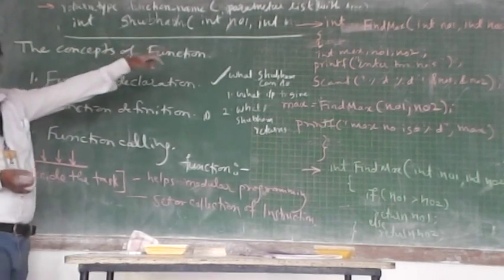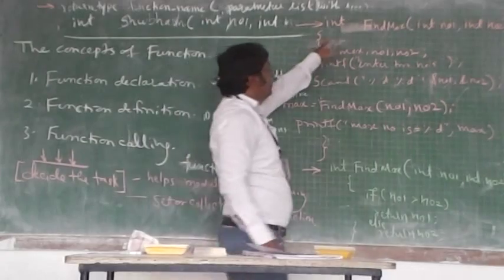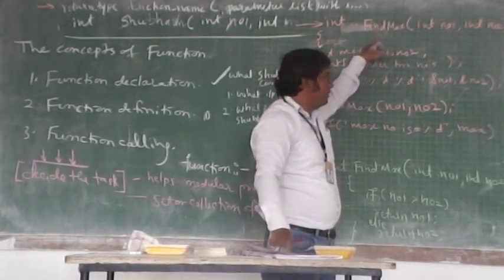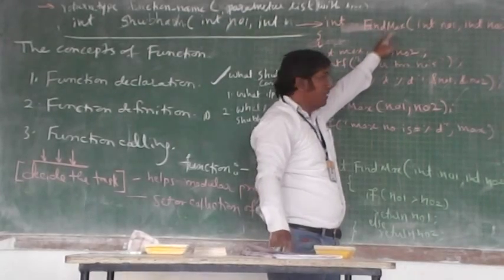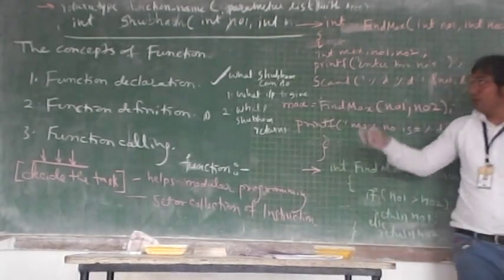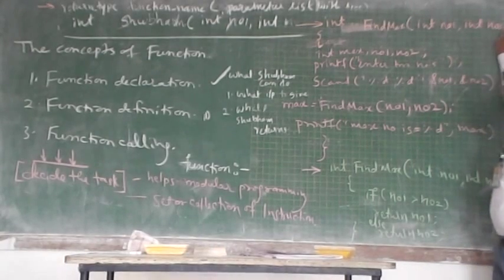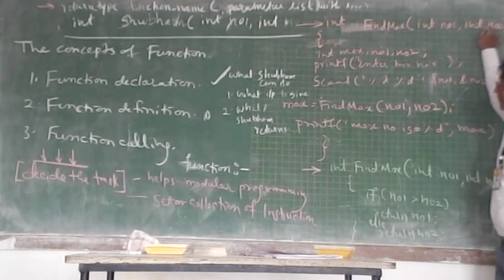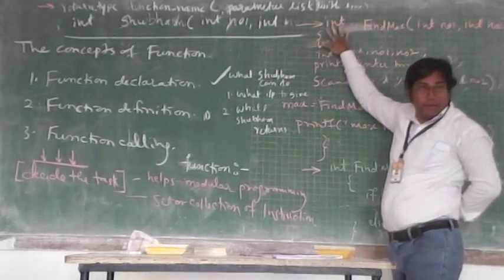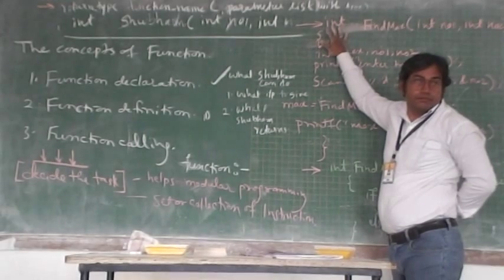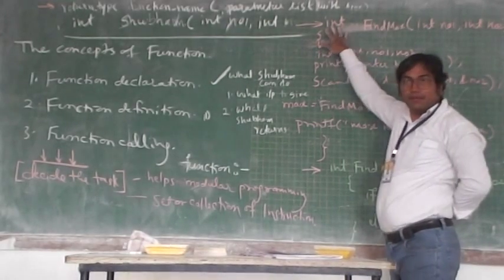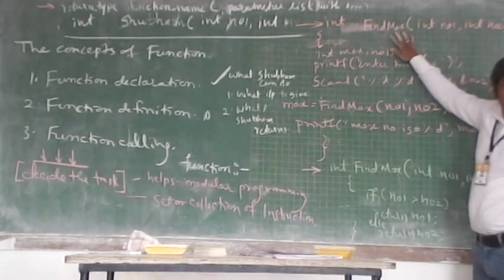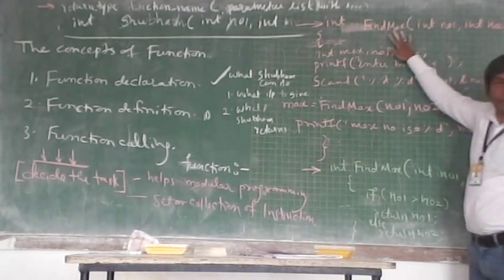And what does this function declaration tell? Once again I repeat, this is an example declaration of a function. My function name is find max, and I added something inside the open and close brackets, and before the name of the function I am writing some type. The meaning of all this: find max is a function name.